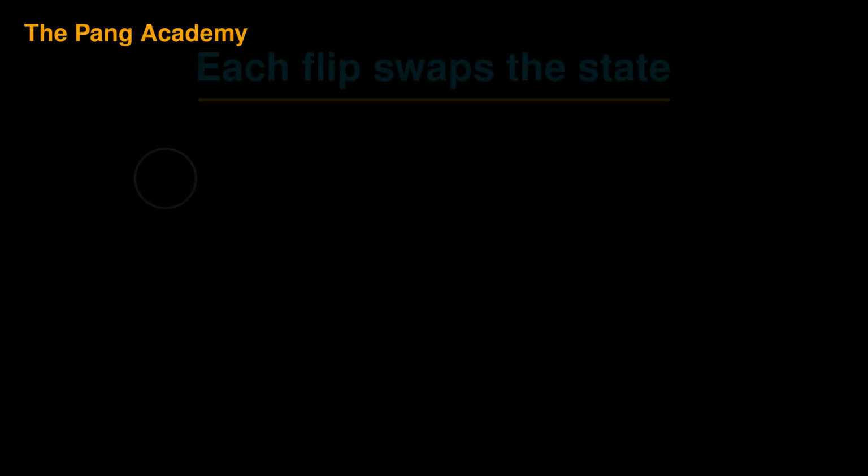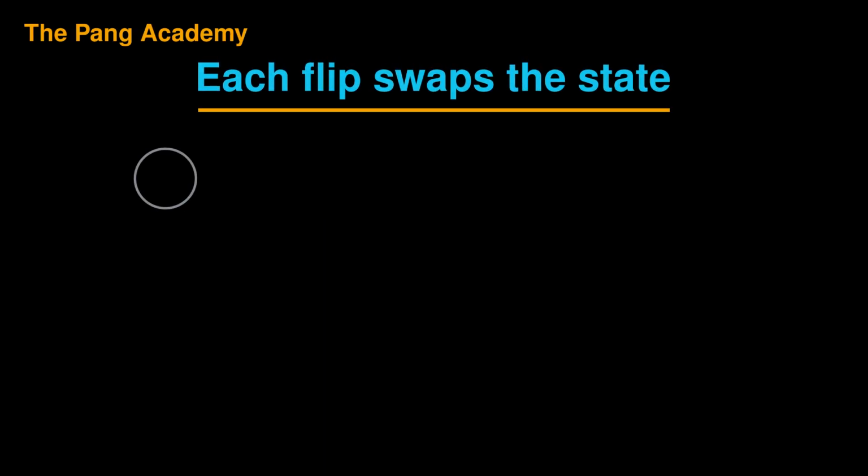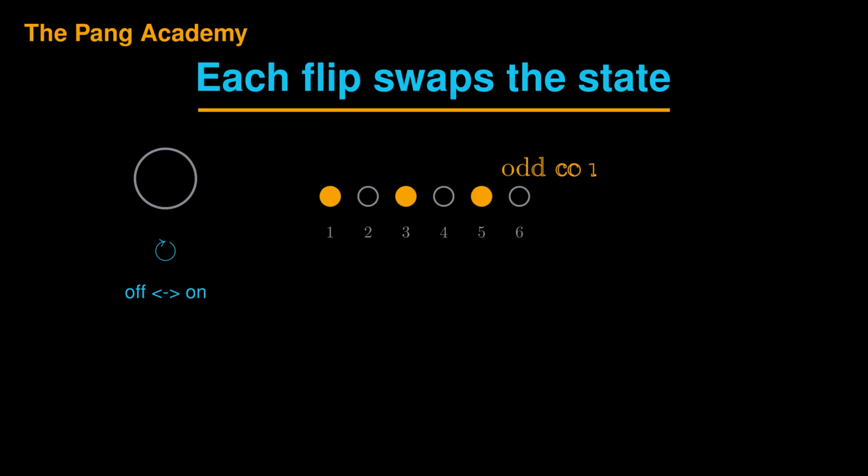Think about what a flip actually does. It swaps the state. Off goes to on goes to off. So the light doesn't care which flip you're on. All that matters is whether the number of flips is odd or even. Odd number of flips, it's on. Even number, it's off. 7 is odd, so it's on.